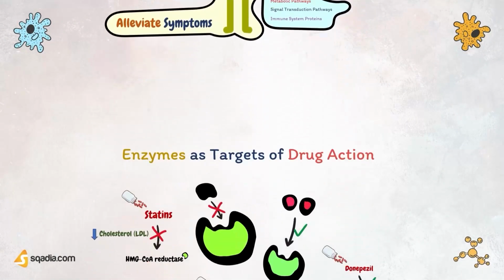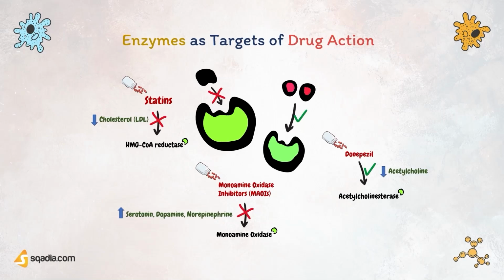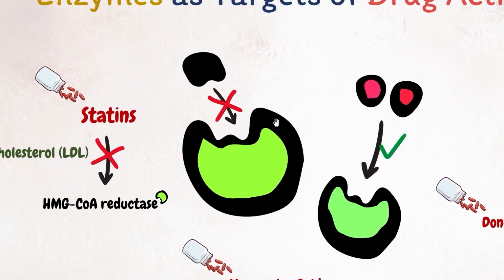So the next we have is enzymes as targets of drug action. Enzymes are basically the potential site for drugs because they play a very crucial role in many biochemical pathways and processes in the body. Let's just discuss what they are. They are the proteins that catalyze specific chemical reactions, and the drugs that target enzymes can either inhibit them, which by the way I have shown by these cross lines, or they can enhance their activity, which I have shown by these green tick lines.